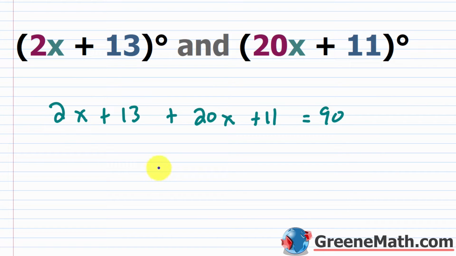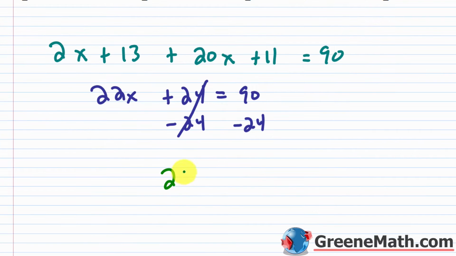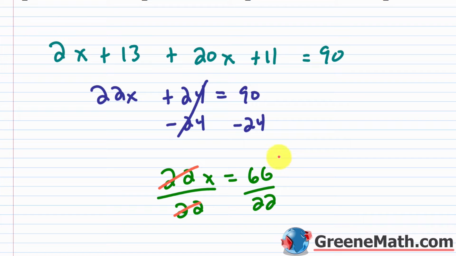So we're going to just say that 2x plus 20x is 22x. And then 13 plus 11 is going to be 24. And this is equal to 90. Let's subtract 24 away from each side of the equation. This cancels. We'll say 22x is equal to 90 minus 24 is going to be 66. We'll divide both sides of the equation by 22. Let's cancel this with this and say that our x here is going to be 66 over 22 is 3.